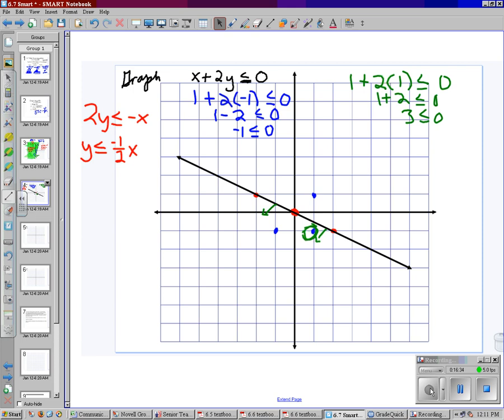This equation up here, the way it's originally written, I cannot decide whether it's above or below shading. But I can decide whether it's above or below shading when it's in the y equals format. This says y less than or equal.